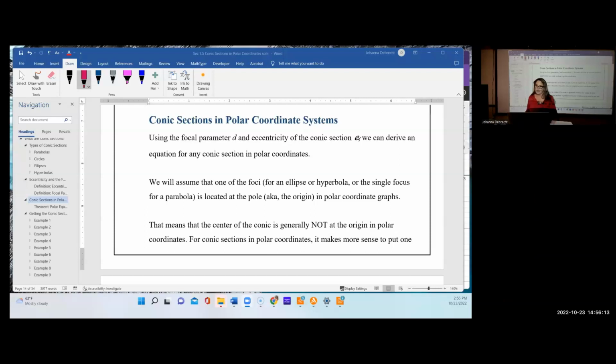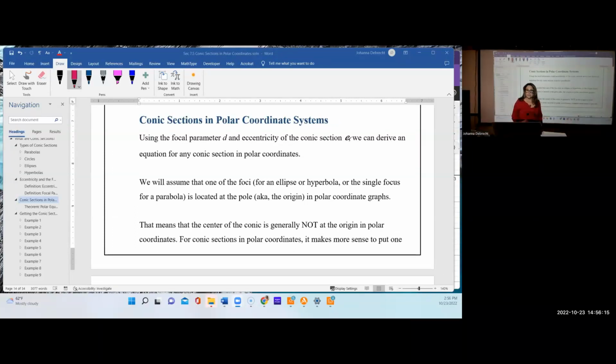Now, what we want to look at are the equations. We do things a little bit differently in the polar coordinate system for conic sections. And primarily, again, we are talking about the parabola, the ellipse, and the hyperbola. So yes, a circle is also a conic section, and so is a line, and so is a point. But we're mostly concerned with the ellipses, the hyperbolas, and the parabolas.